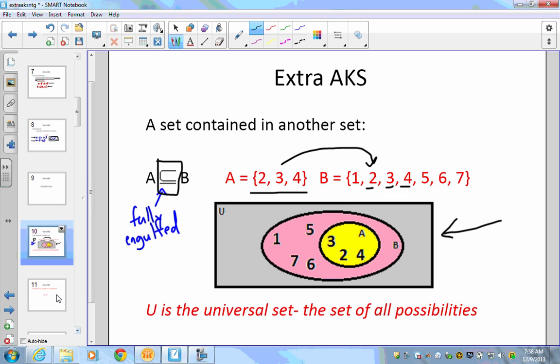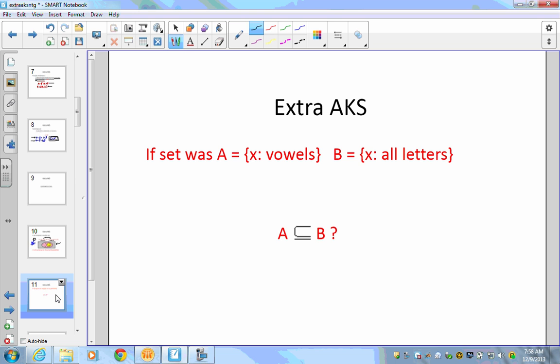Moving on. Let's say I give you an example where A represents the vowels in the alphabet and set B represents all the letters in the alphabet. All the vowels are letters, and so they are all in set B. So the answer to whether A is fully engulfed in set B: you would say yes, it is.